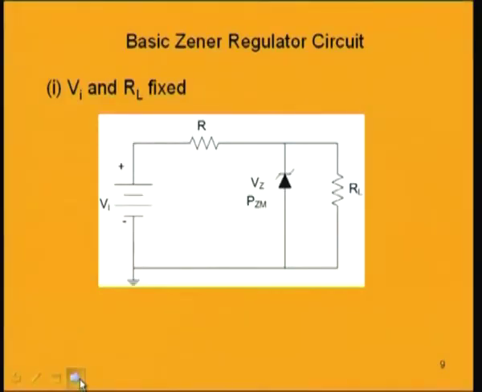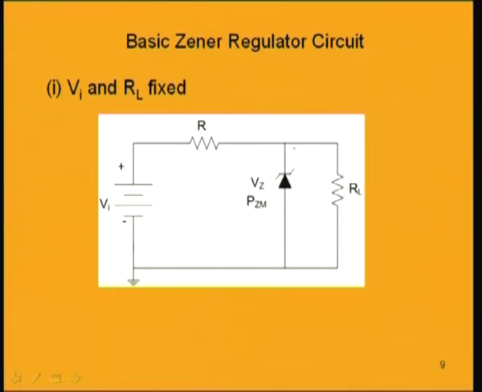So, we will first consider the basic Zener regulator circuit, a simple circuit just to show how this regulation of voltage occurs. In this circuit, both the input voltage and the load resistance are first of all kept fixed. Let us first discuss how the regulation takes place, and then we will see what happens practically when the input voltage and load resistance change. So, for this case, let us start with a constant voltage V I as the supply voltage to this circuit, and the load resistance R L is fixed.